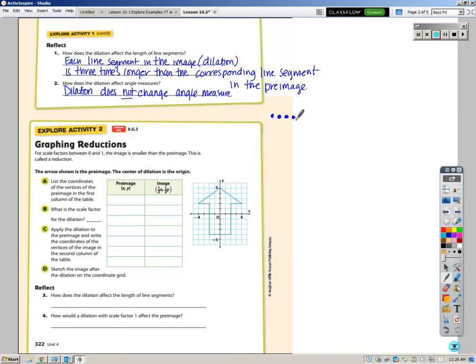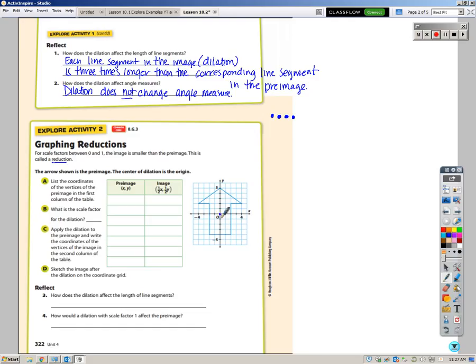Okay, so we are moving on to explore activity 2, and we are graphing reductions. For a scale factor between 0 and 1, the image is smaller than the pre-image. This is called a reduction, right? So when it's smaller, it's a reduction. When you reduce fractions, you make them smaller. Reduction is still a type of dilation. The arrow shown is the pre-image, and the center of dilation is the origin.